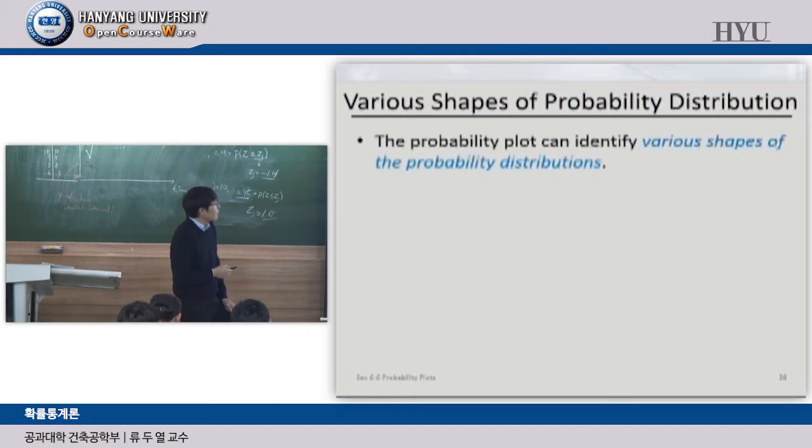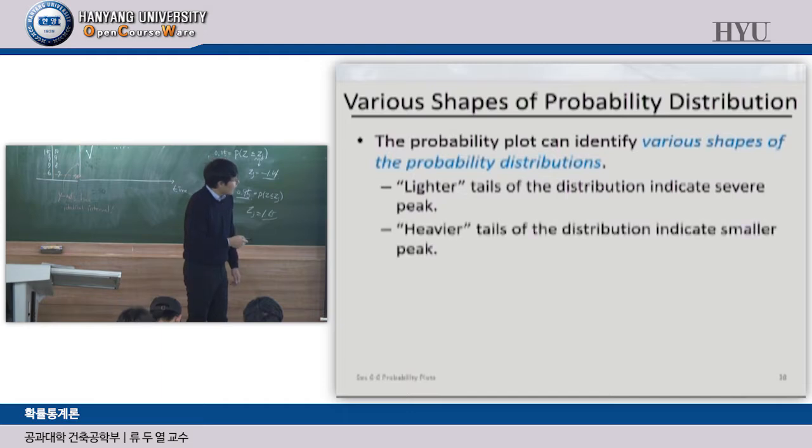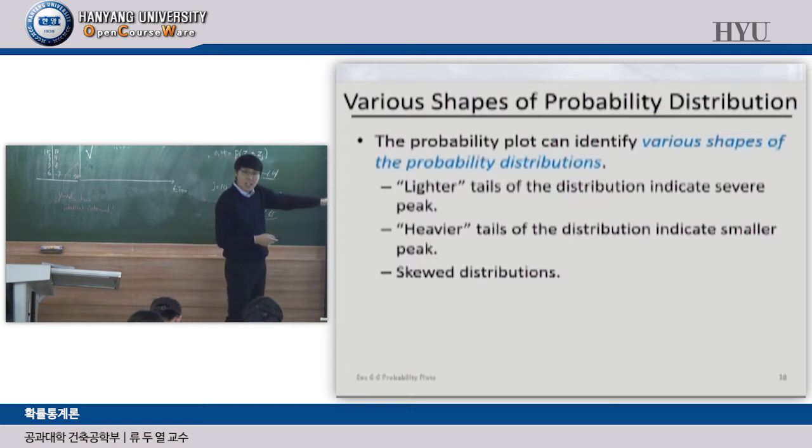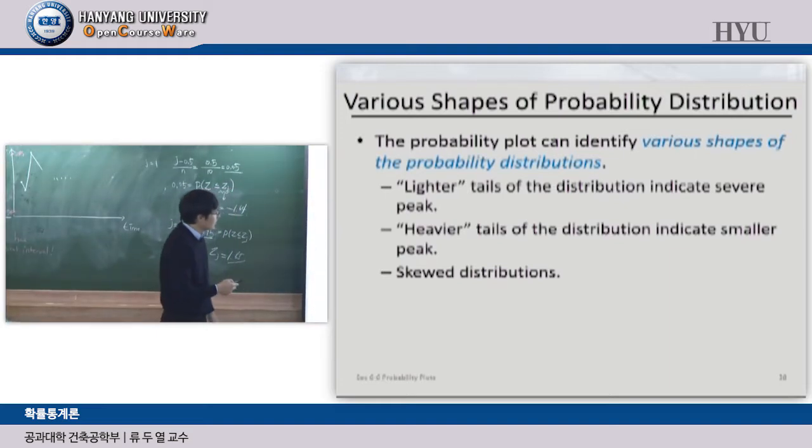The probability plot can identify various shapes of the probability distribution. Lighter tails of the distribution indicate a severe peak, and heavier tails of the distribution indicate a smaller peak. And this will be discussed in the next slide. And we can also have the skewed distribution. And I'm going to let you know how we can evaluate those kinds of things.